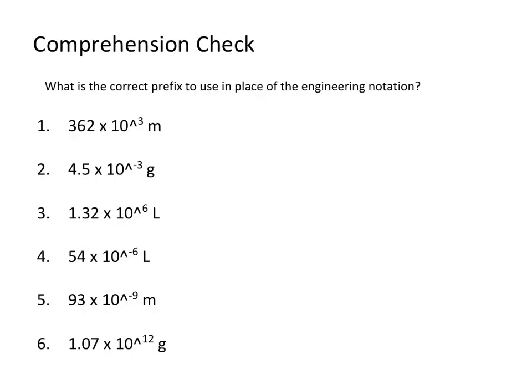So if we wanted to replace and rewrite these numbers with the correct prefix in place of the engineering notation, we simply need to look at whatever it's multiplied by, whatever decade, and replace that with the proper prefix. So the first one here would be 362, and then we're going to replace times 10 to the third with a prefix. If you go back to that chart, the 10 to the third is a kilo, so that could be replaced with a small k, kilometers. Don't forget the unit. You must have the unit, and again the space between the number and the prefix.